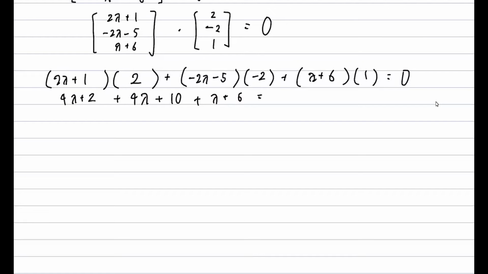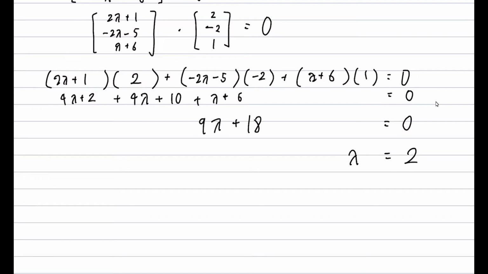Equals to 0. Right? Okay, then combine like terms. Use calculator lah. 4, 4, 1. 9 lambda plus 18 equals to 0. So lambda is 2. Very good.